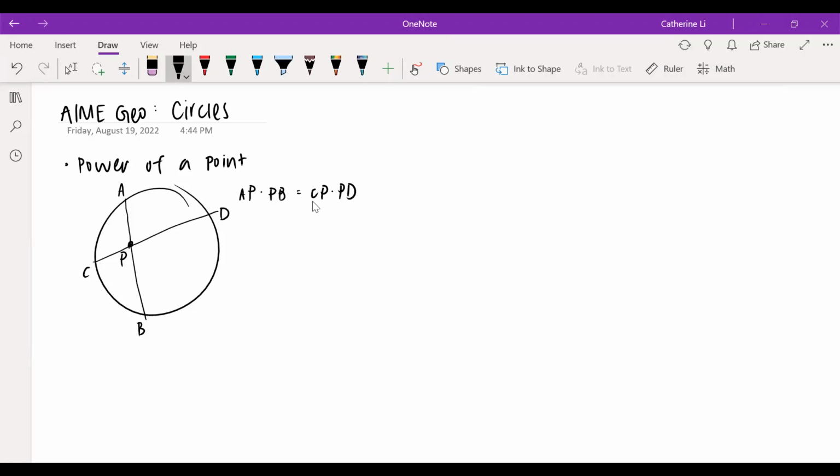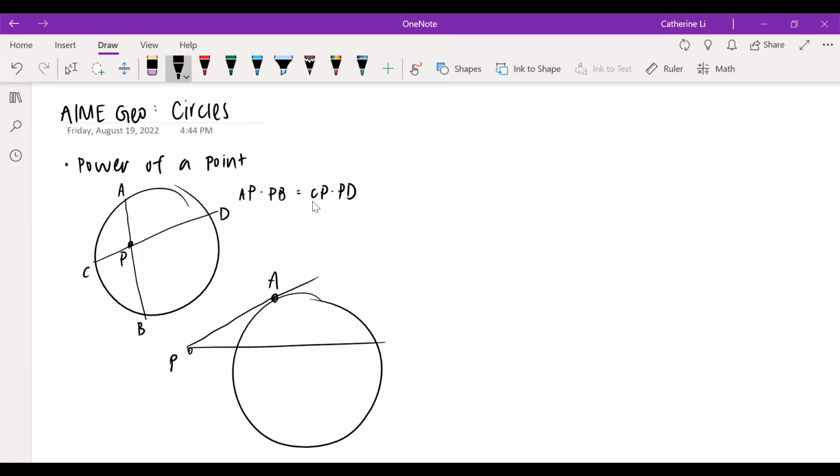And otherwise, if we have a point outside the circle, we can have a tangent, let's say at A, in which case we define the power to be PA squared. And then if we have the normal setup, we have PB times PC is going to be the power. Yeah, so that's what power of a point is, and it's very useful.